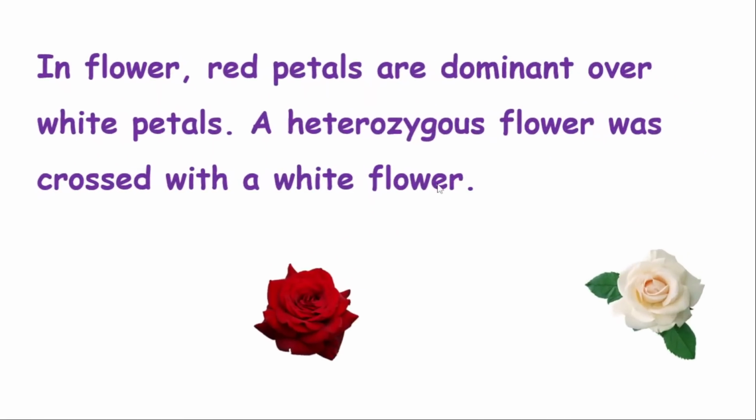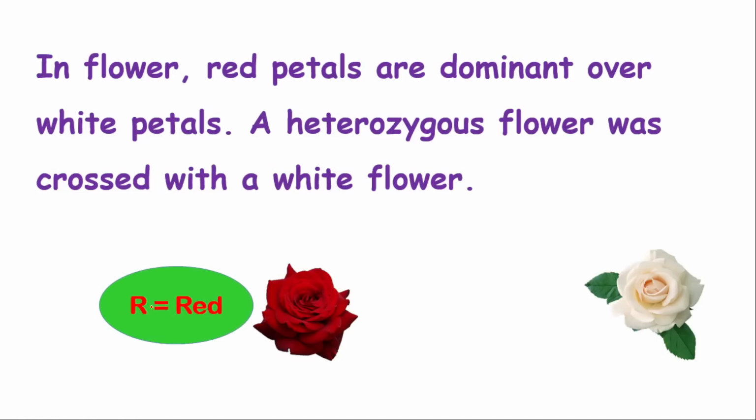Let's say, for example, in a flower, red petals are dominant over white petals. A heterozygous flower was crossed with a white flower. This is the only information given. The fact that red is dominant over white tells you something about the alleles. Red is dominant, so we give red uppercase R. White must be lowercase r, simply because red is dominant over white.